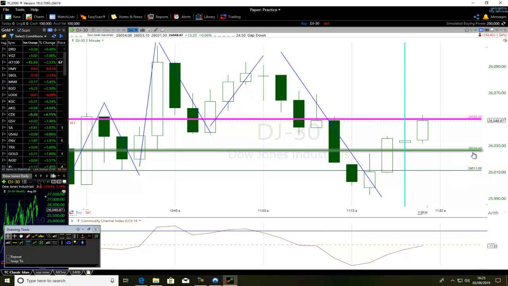Risking 30 pips, I'll be happy to take 60 pips. That would be a better risk-reward ratio. So I'm a little bit conservative by asking for 50. So will they do that? That remains to be seen.